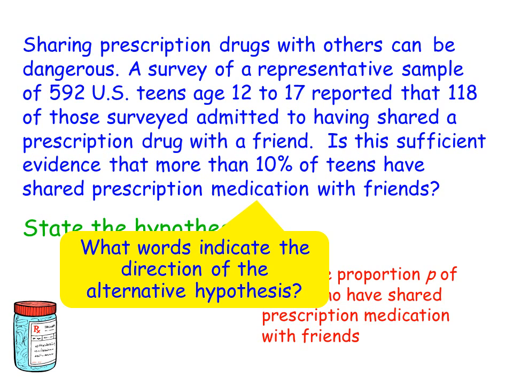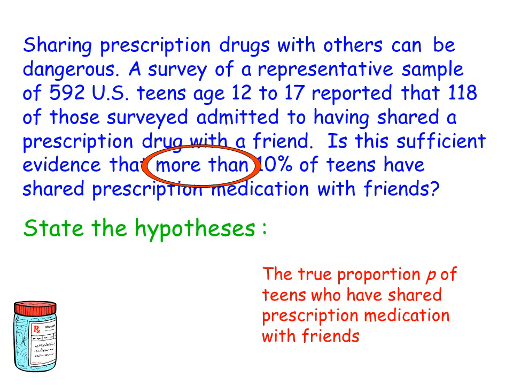And what words indicate the direction of the alternative? We're looking to see if more than 10% of teens have shared prescription medication. So our H naught is always equal to, so we believe the proportion is going to be equal to 10%. Our alternative is that the proportion is going to be more than 10%.